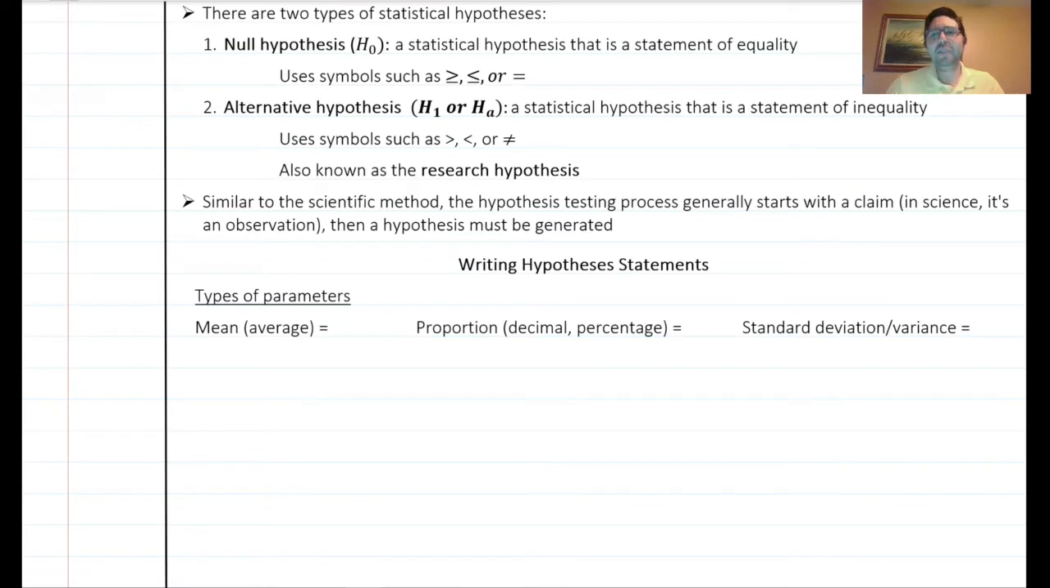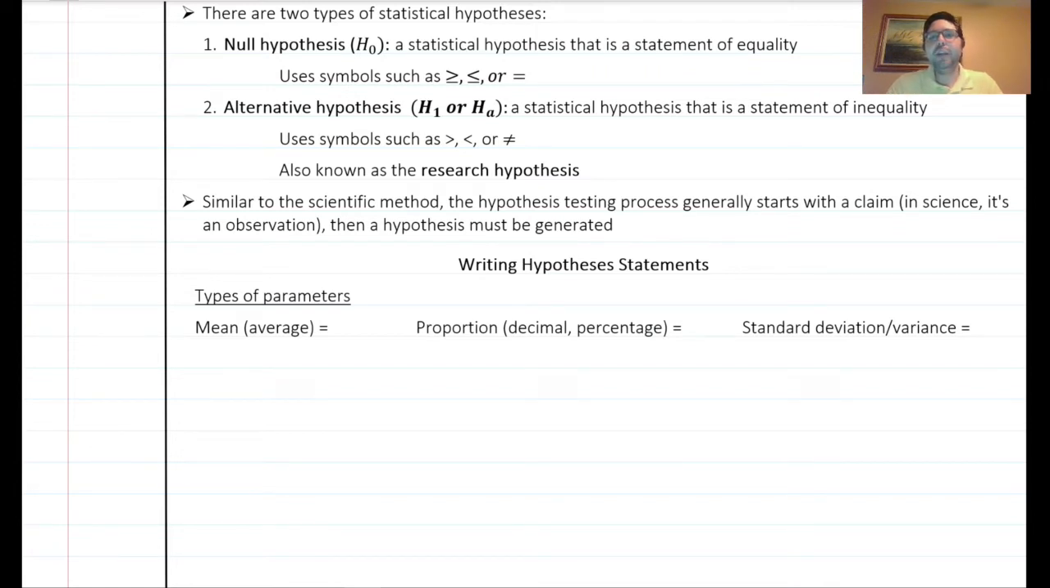Kind of like the scientific method, you have an observation. You observe something and you're like, that looks very interesting, let me make a hypothesis about it. And then I go about testing it, using the scientific method. Similar to the scientific method, the hypothesis testing process generally starts with a claim instead of an observation. Usually it's a claim that you want to test from an article or something like that. Maybe a politician states something, and you want to put that to the test. Is that true? Then you have to generate a hypothesis, and then you have to test it.